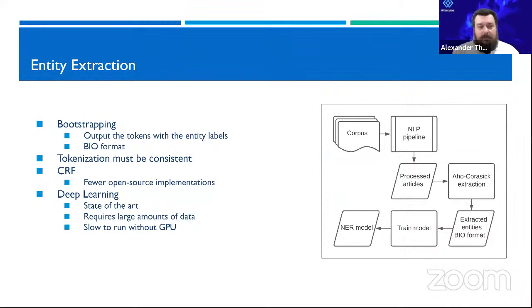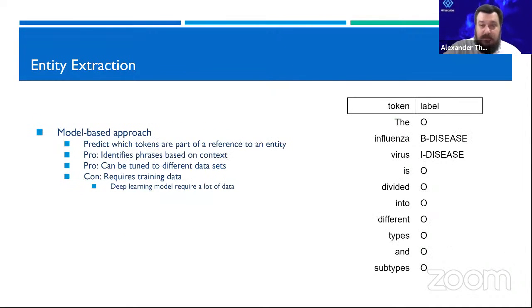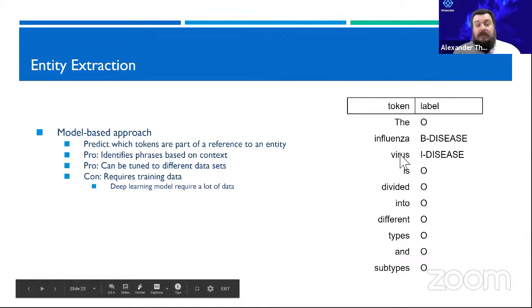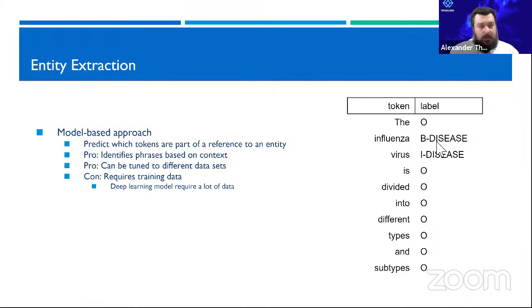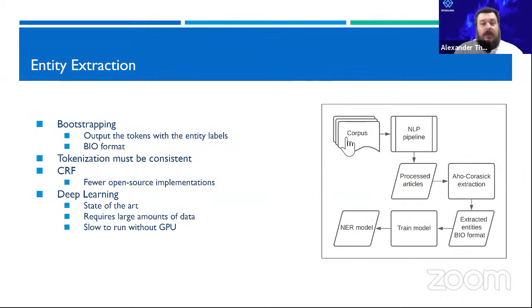The approach with bootstrapping is that you run your dictionary-based approach and you output it in BIO format. That's what we have here on the right. Here we have "the influenza virus is divided into different types and subtypes." Influenza virus is an entity mention. So we have B here for the beginning of a disease reference, and we have I for virus because it's inside a disease reference. So now we output in the BIO format.